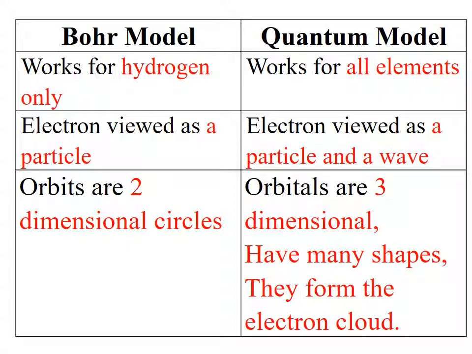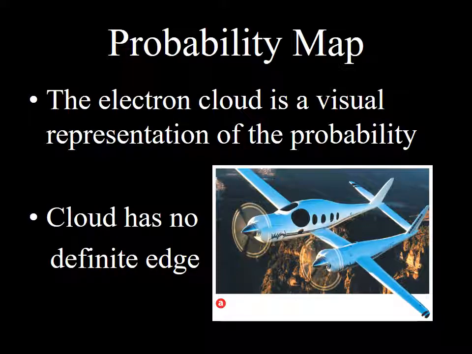They have many shapes, and together they form what we now call the electron cloud. So it's not as simple as just those 2-dimensional flat circles. So the idea of an electron cloud is that you could, for example, look at the propeller on this airplane. When that propeller spins, you know that the propeller blade is in there somewhere. You can see this blur. It's somewhere in that area. So you know that there's most likely a blade there in front of the plane.